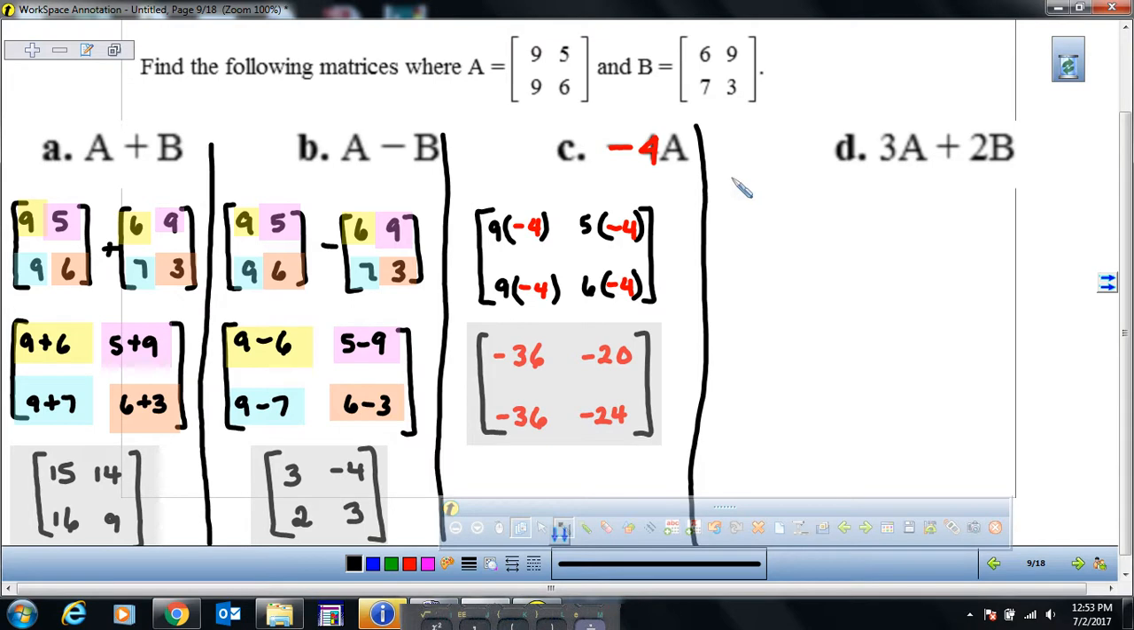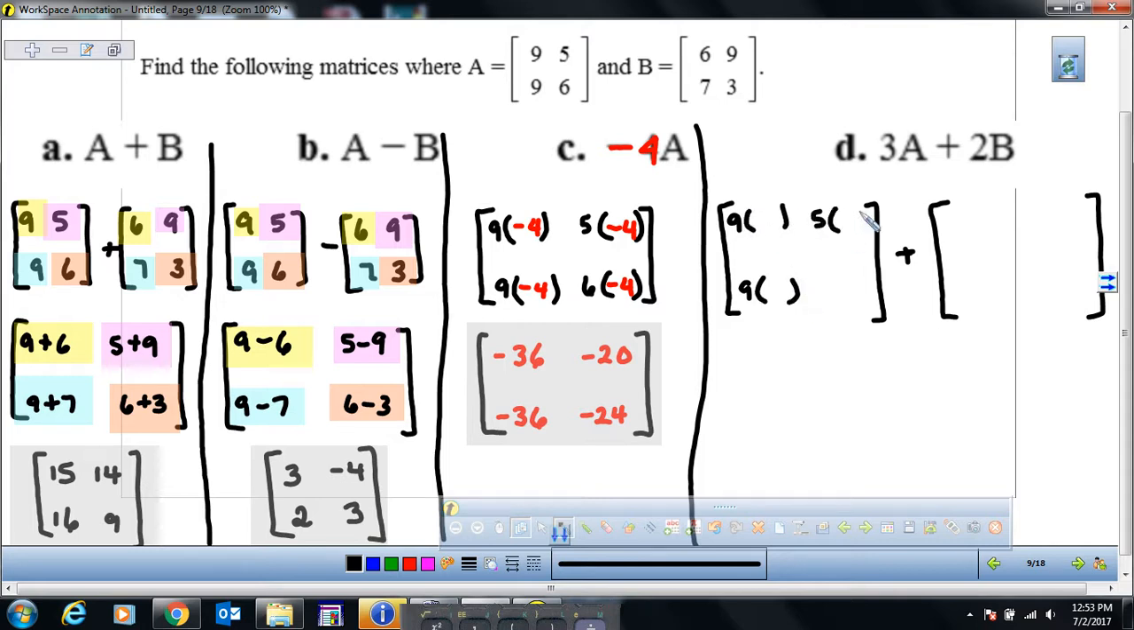Last operation, 3A plus 2B. What does that 3A plus 2B mean? Let's talk about that. First of all, it tells me that I need to multiply everything in matrix A right here by 3. That's what the 3A stands for. Multiply everything in matrix A by a 3.